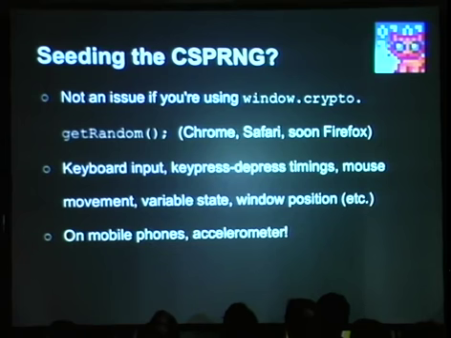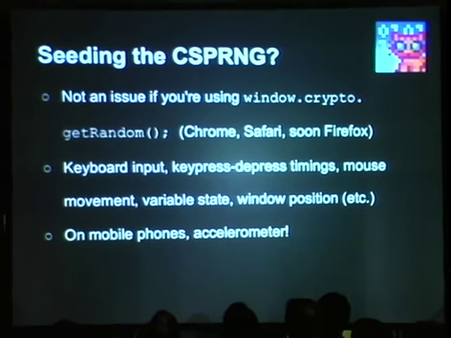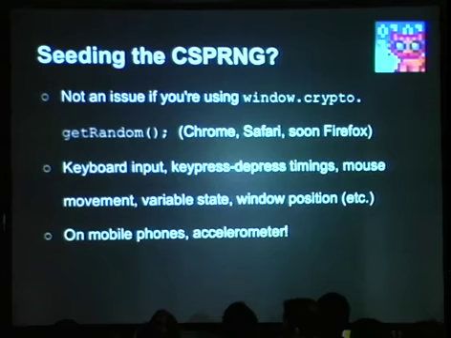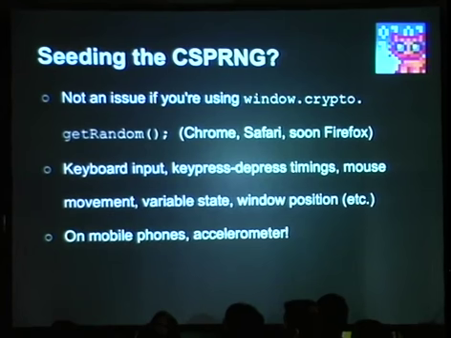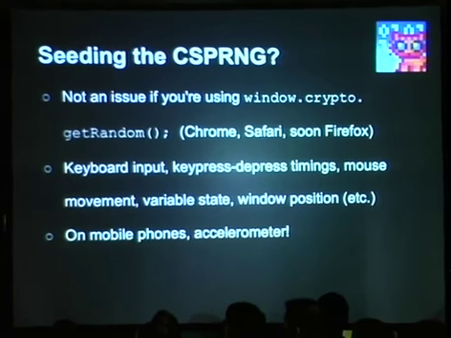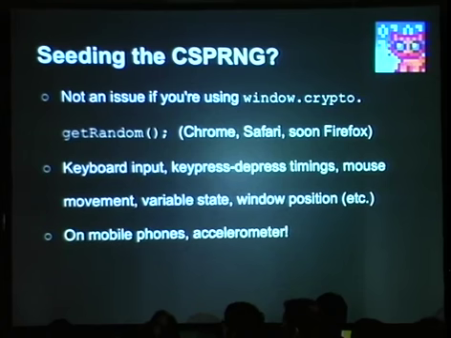But for Fortuna, there's a whole bunch of things that exist in the browser that you can use for seeding a random number generator that you wouldn't think of. Keyboard input, key press and depress timings, as in the time between pressing and depressing a key, every key. Mouse movement, obviously, variable state, window position, and so on. On mobile phones, we use the accelerometer, which literally meant that in order for your chat to be secure, you had to dance with your phone in the most unpredictable way possible. So I think I did a good job at that myself.